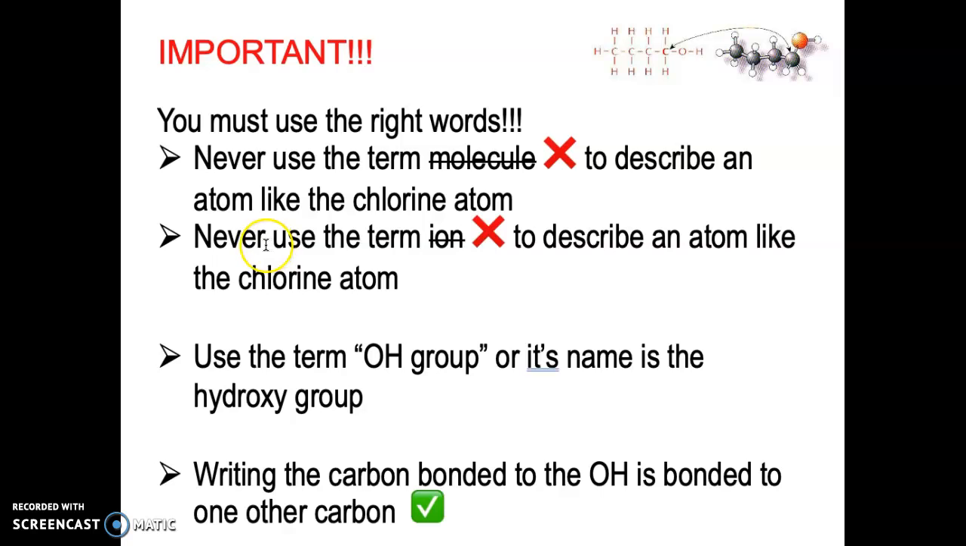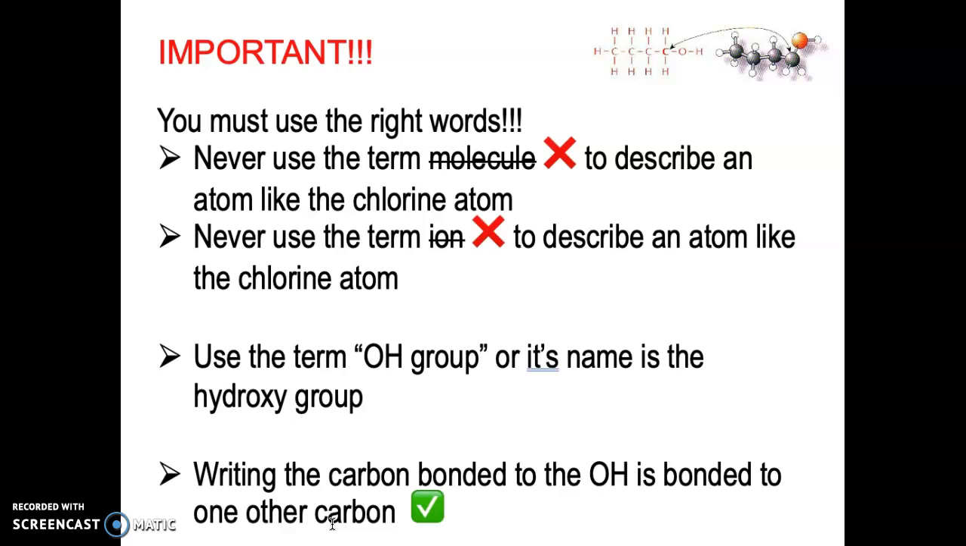Now the other term never to use in organic chemistry is the term ion. So you wouldn't refer to this as an OH ion, or in the haloalkane as a chloride ion or chlorine ion. We don't use the term ion, they are atoms. It's absolutely fine to refer to it as the OH group, or by its name, which is the hydroxyl group.